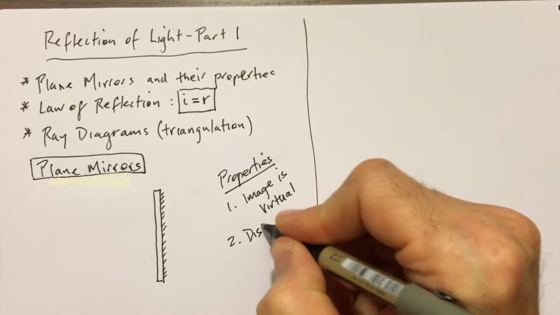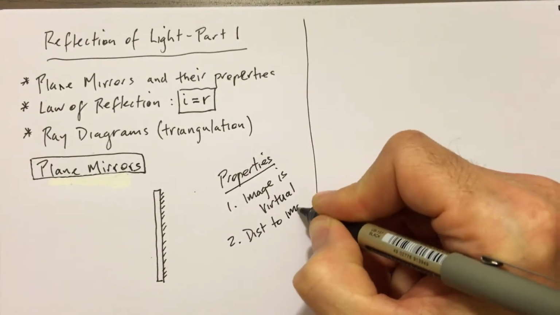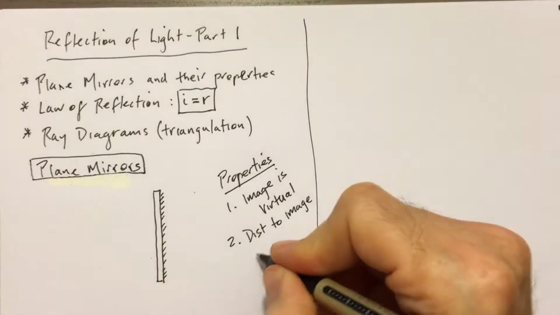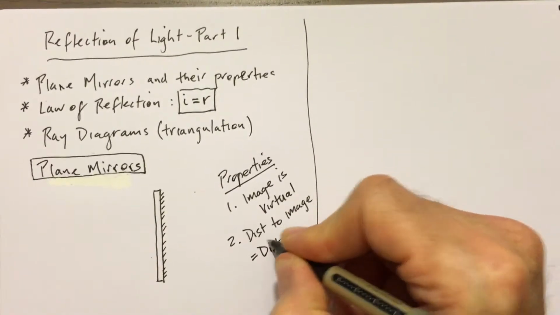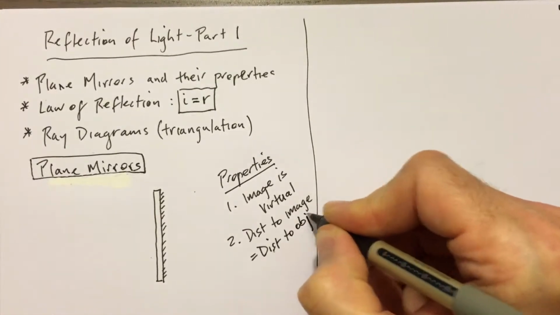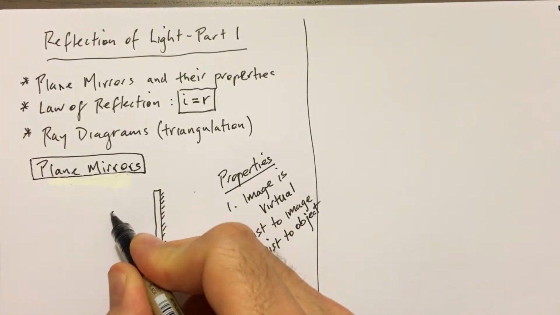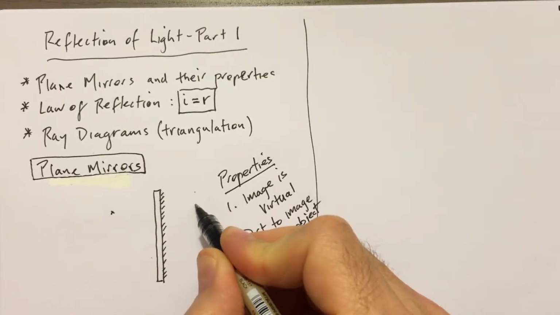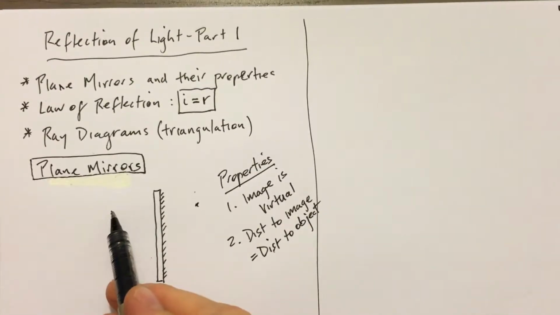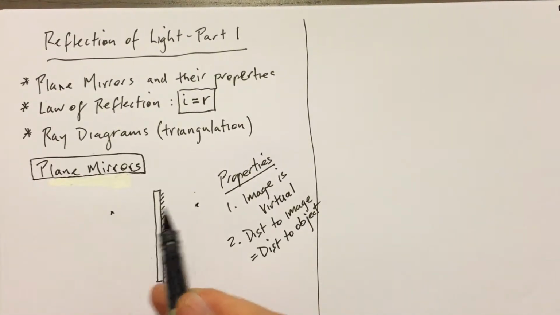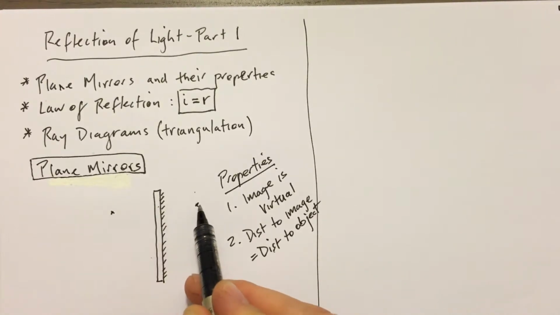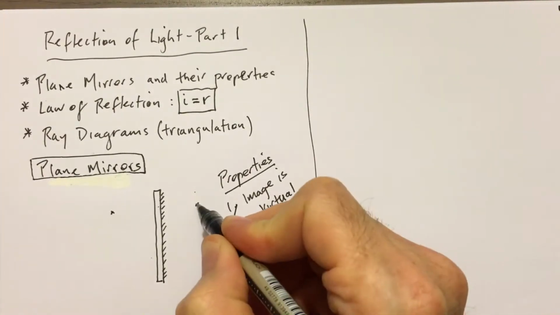The distance to the image relative to the mirror is equal to the distance to the object relative to the mirror. Very simply, what we're saying is that if we have an object, say here, then we find the image of that object will be somewhere around here. So the distance from the object to the mirror is equal to the distance from the mirror to the image. And that's always true in a plane mirror, always. So this is a virtual image.